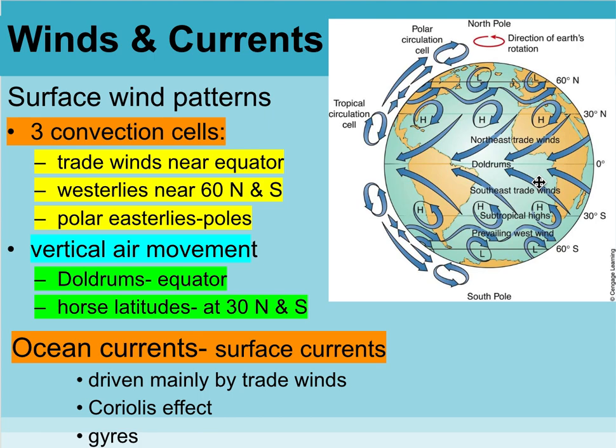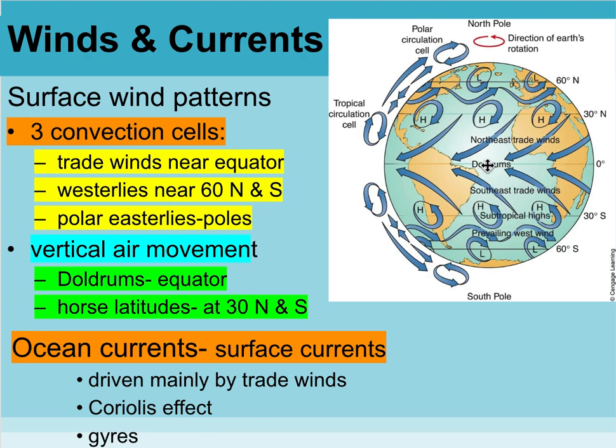And one of them is the trade winds that occur near the equator. Near the equator, they will move both from the northern hemisphere and the southern hemisphere. The westerlies are winds that move from the west to the east, and they happen just near 60 degrees north and 60 degrees south. They move from the west to the east. And then you also have the polar easterlies, which move from the east to the west.